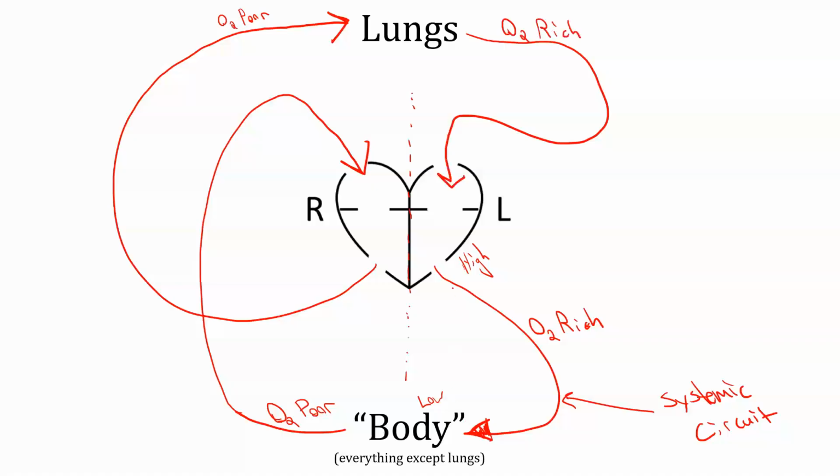Okay, so this is sometimes called the figure 8 configuration of the cardiovascular system. You have blood leaving the left side, going to the body, coming back to the right side. Leaving the right side, going to the lungs, coming back to the left side. And it continually does this all the time.